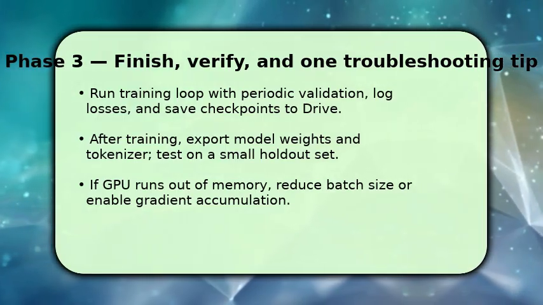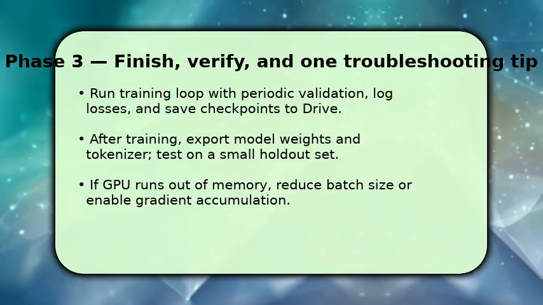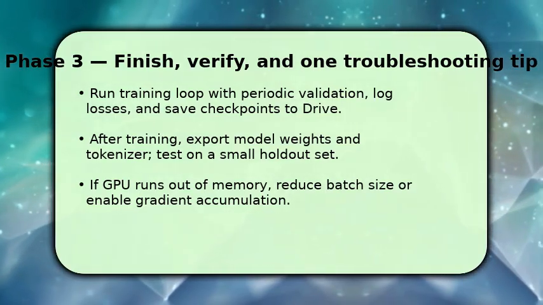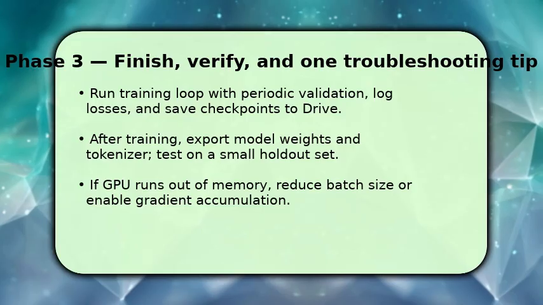If things go wrong, especially out of memory errors, reduce batch size, enable gradient accumulation, or switch to mixed precision. These are the fastest fixes to resume training without starting over.